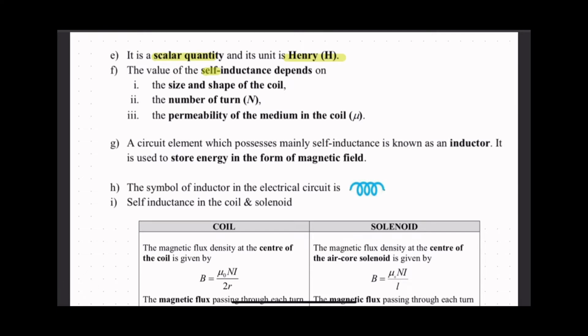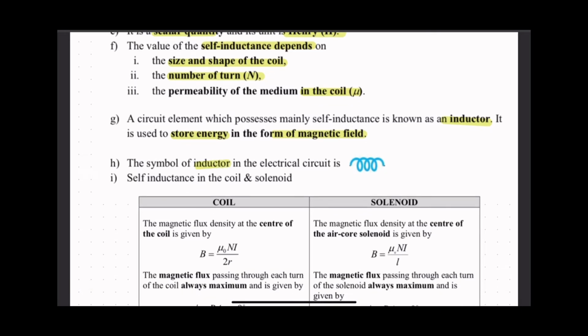Okay, so it is a scalar quantity and its unit is Henry. The value of the self-inductance depends on the size and shape of the coil, the number of turns, and the permeability of the medium in the coil. Mu, usually we use the standard mu. Okay, the circuit element which possesses mainly self-inductance is known as an inductor. So the element we use for self-inductance is the inductor. It is used to store energy in the form of a magnetic field. If a capacitor, it stores energy in an electric field. Okay, this is the symbol for an inductor in an electrical circuit.